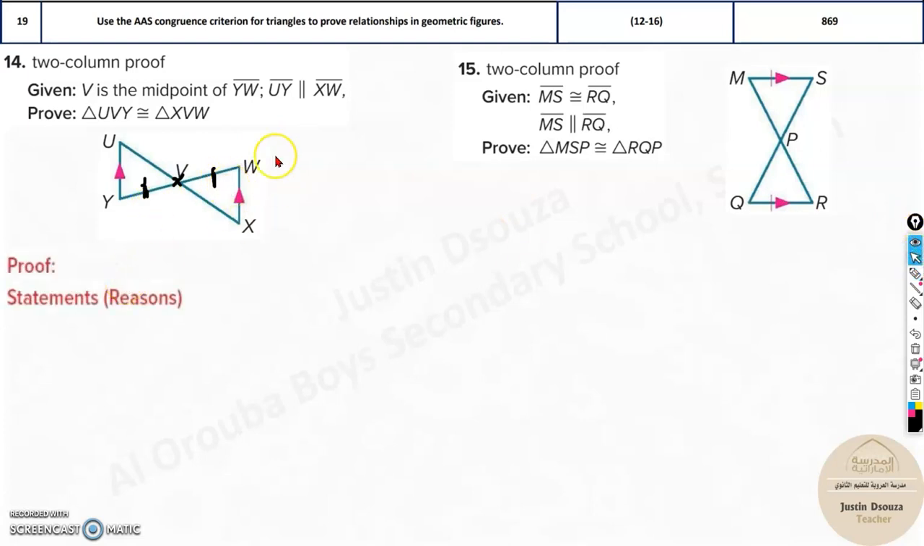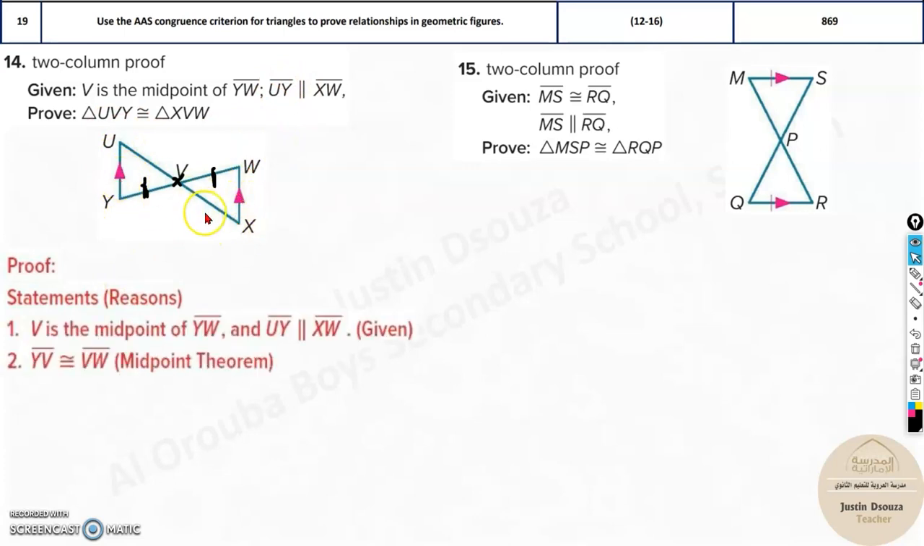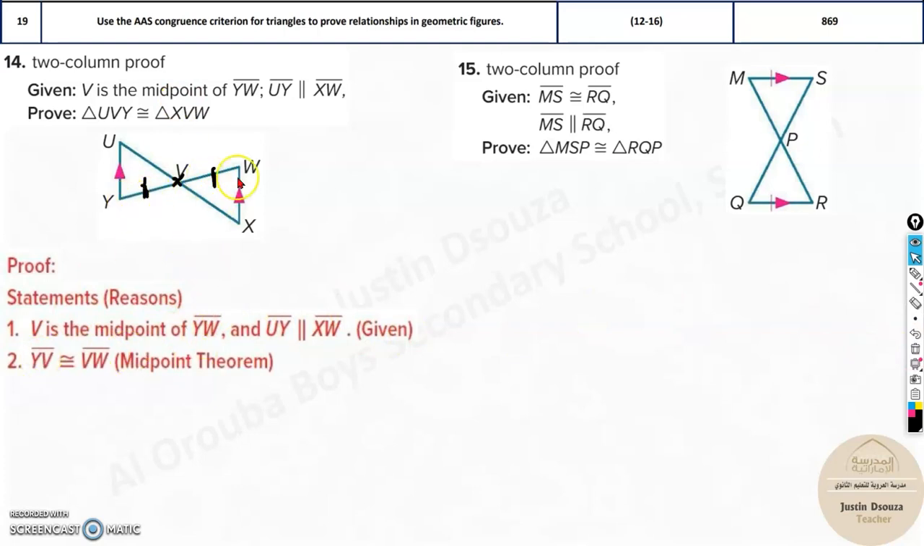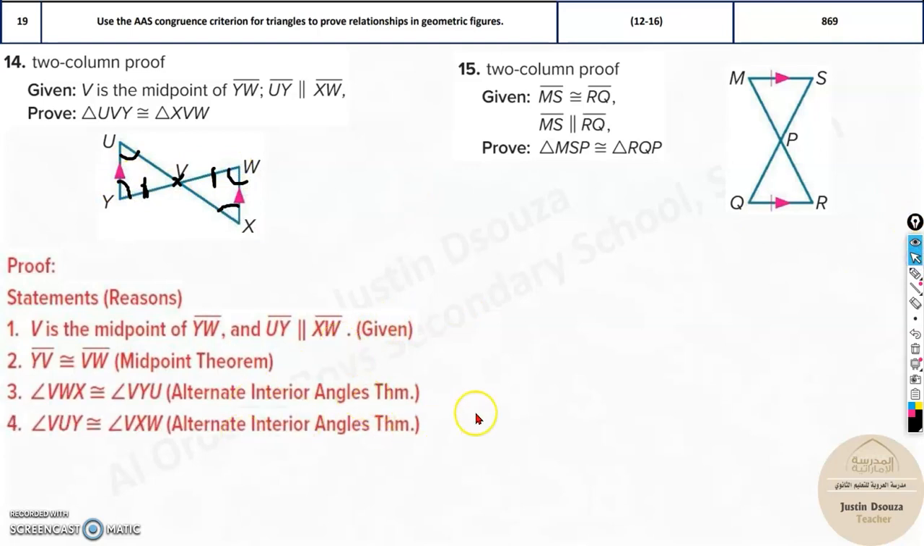Now let's see what is given. They have told UY is parallel to XW. That means we can use alternate interior angles. So from the midpoint theorem, this is the midpoint, so we can use the midpoint theorem and we can tell these are congruent. Now tell the angles. This angle U is congruent to X and Y is congruent to W. Why? Because of the alternate interior angle theorem.